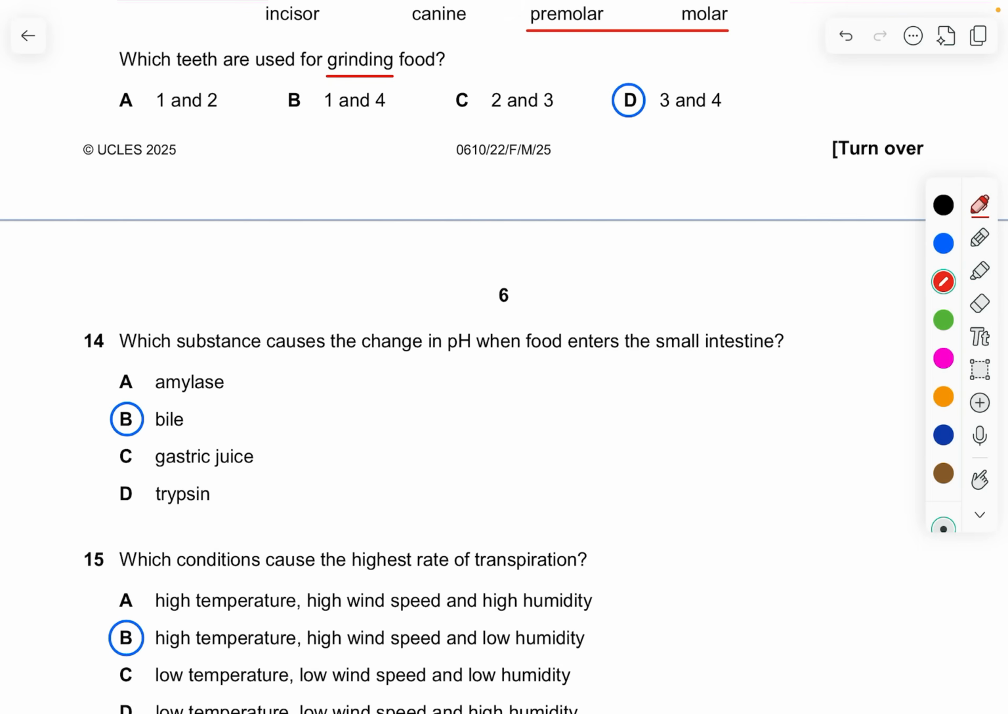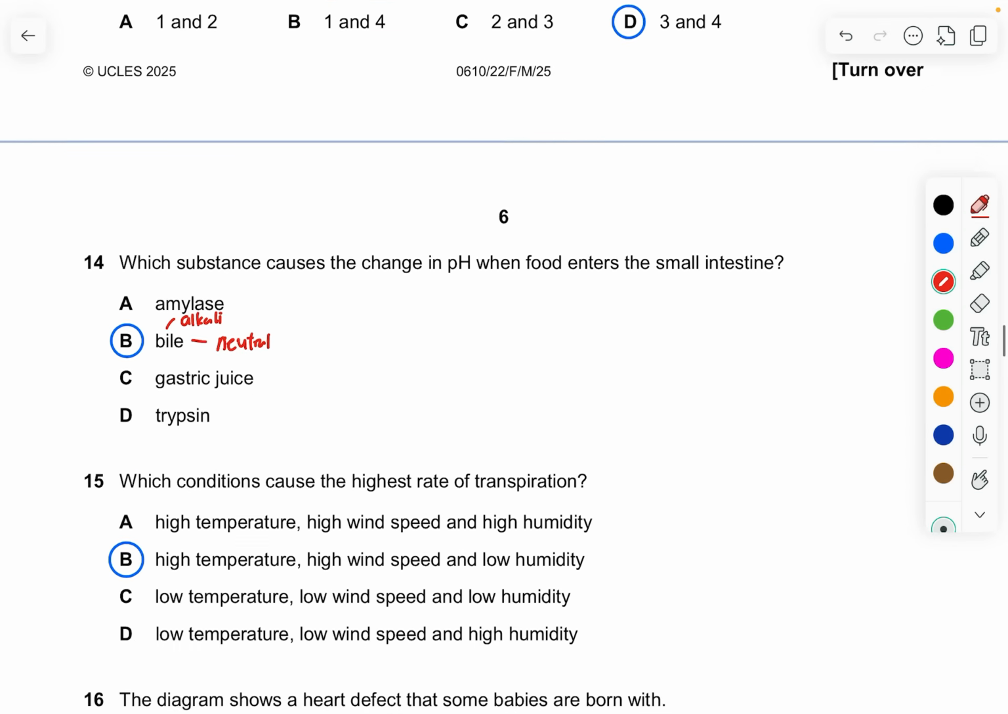So the answer will be bile. Bile will actually make the mixture of the food in the intestine neutralized. Why? Because bile in nature is alkaline. So when the alkaline bile and the acid from the stomach neutralize, it gives you a neutral pH. Then it's easier to break down.